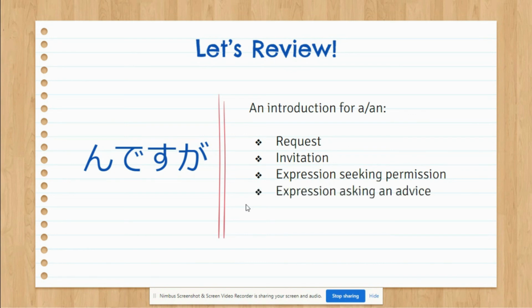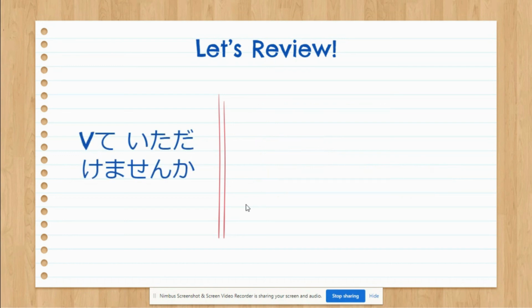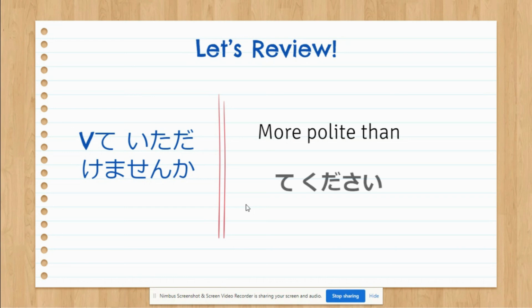Remember, you can always remove this if you have already made it obvious. Verb te itadakemasen ka? It's just more polite. It is more polite than te kudasai. Just take note of the meaning of te kudasai, and you already have the meaning of verb te itadakemasen ka. You just make it more polite.